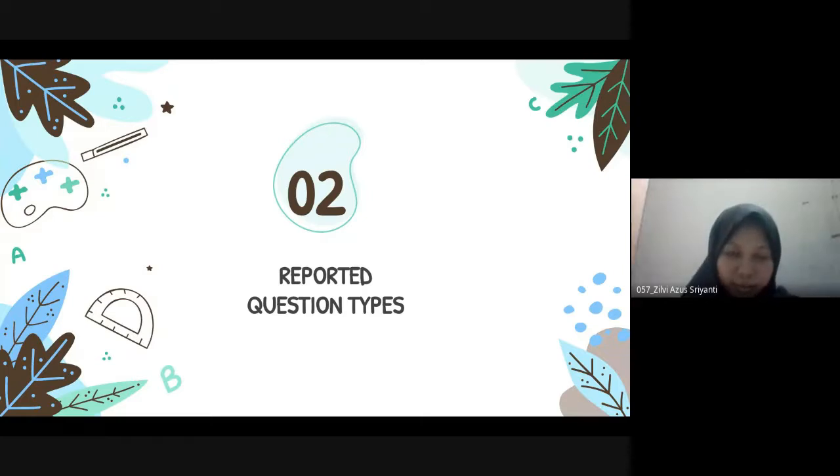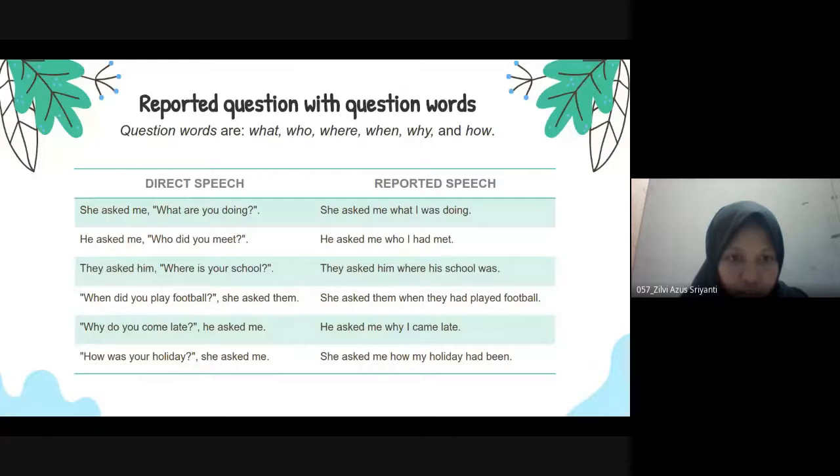Next. The second type is reported question types. The first reported question type is reported question with question words. Question words are what, who, where, when, why, and how. For the examples, direct speech: she asked me, "What are you doing?" The reported speech is she asked me what I was doing.